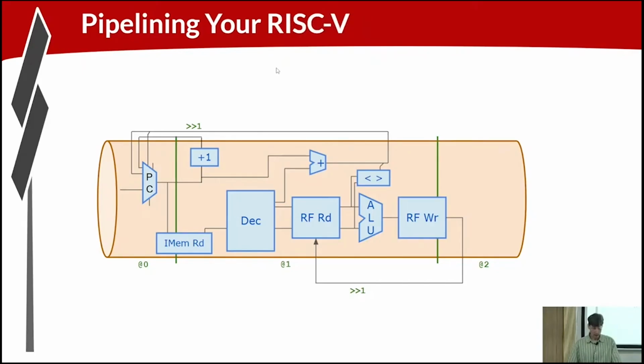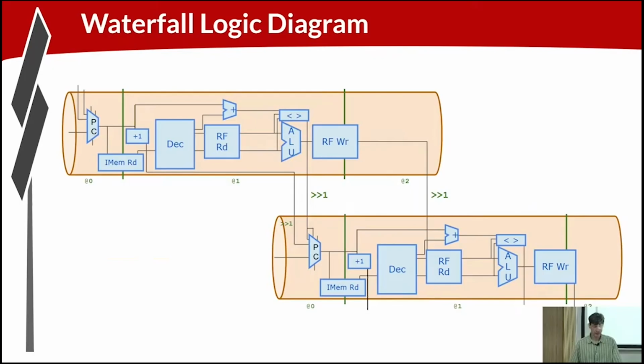Okay, so let's look at our CPU diagram. This is what we currently have. We just looked at the waterfall diagram. This is what I refer to as a waterfall logic diagram. I've actually never seen anyone draw these this way, but I think they're very helpful. So I'm just representing the logic that is seen by each instruction that goes through the pipeline. So we're looking at a copy of our whole pipeline for each instruction.